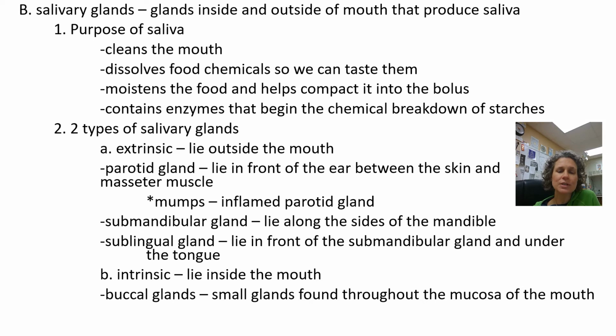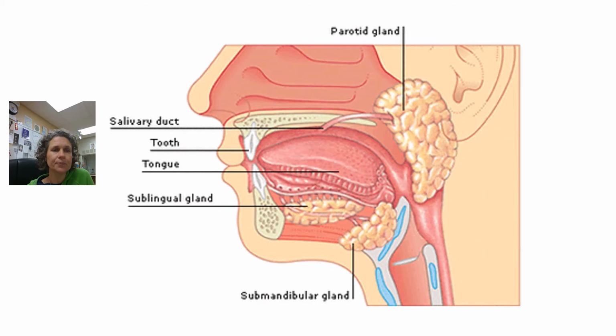And intrinsically, inside the mouth, you have what they call buccal glands. Remember that these muscles have a similar name. And so these are small glands that are found throughout the lining of your cheeks, and they are also producing saliva.